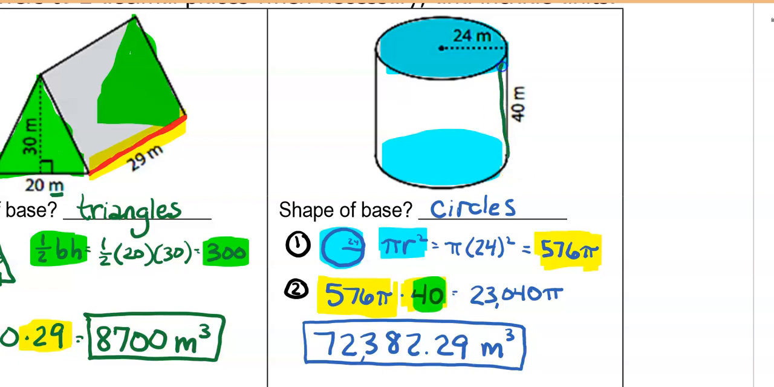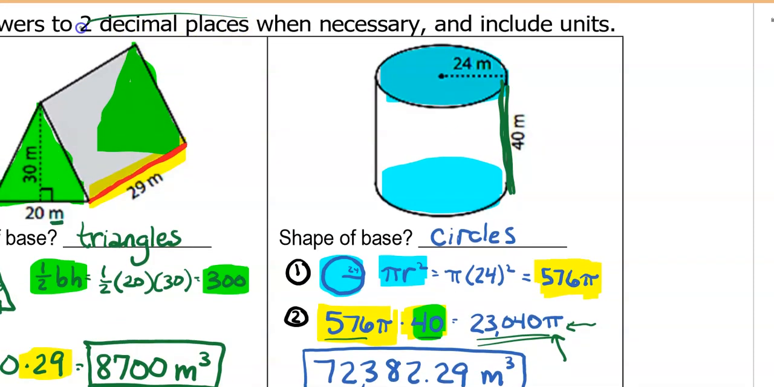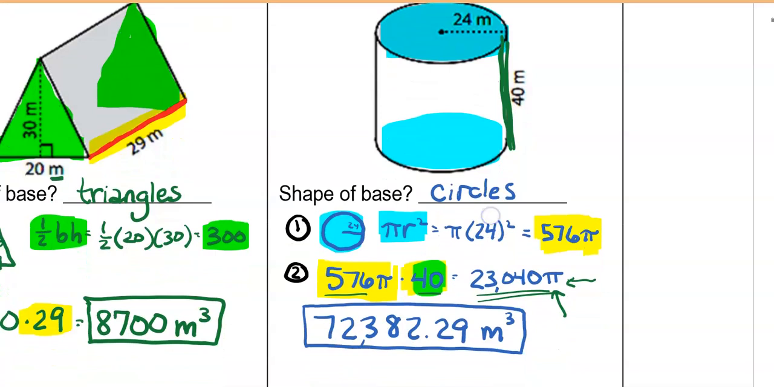So from one circle to the other is 40 meters, and that gives me an exact answer, still with a pi symbol. Some of your calculators do that for you, but even if it doesn't, like mine doesn't, 576 times 40, and then just throw a pi on at the end. The instructions said to go to 2 decimal places, so I went ahead and did that in my calculator. On the blue and white calculators, remember your toggle button is going to do that for you.